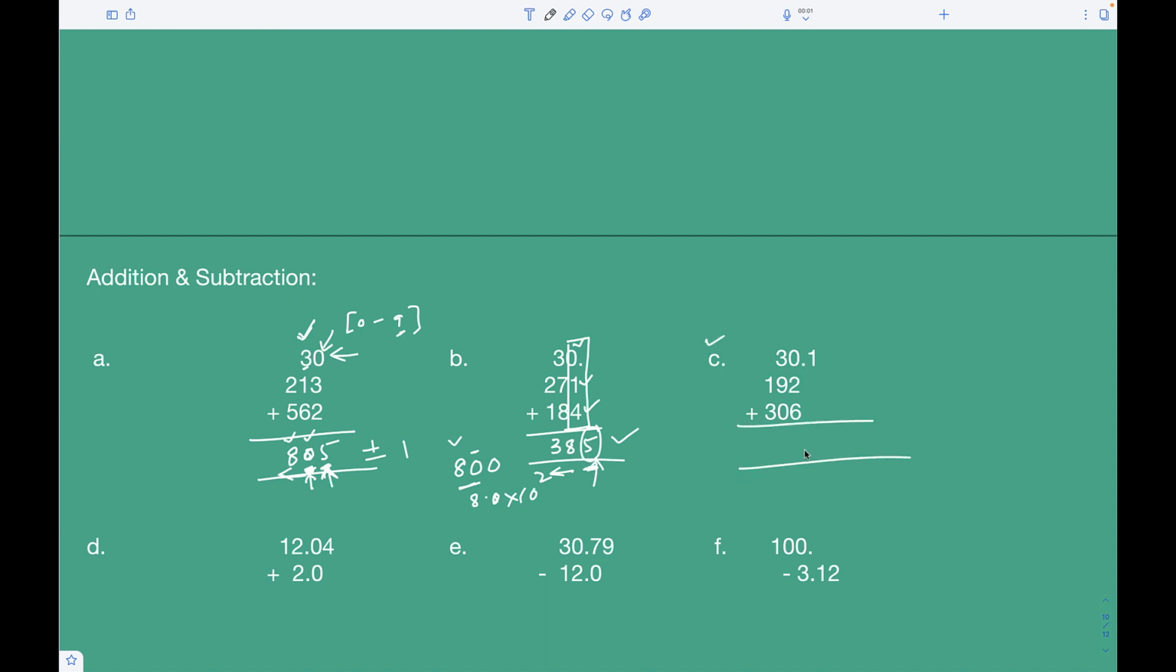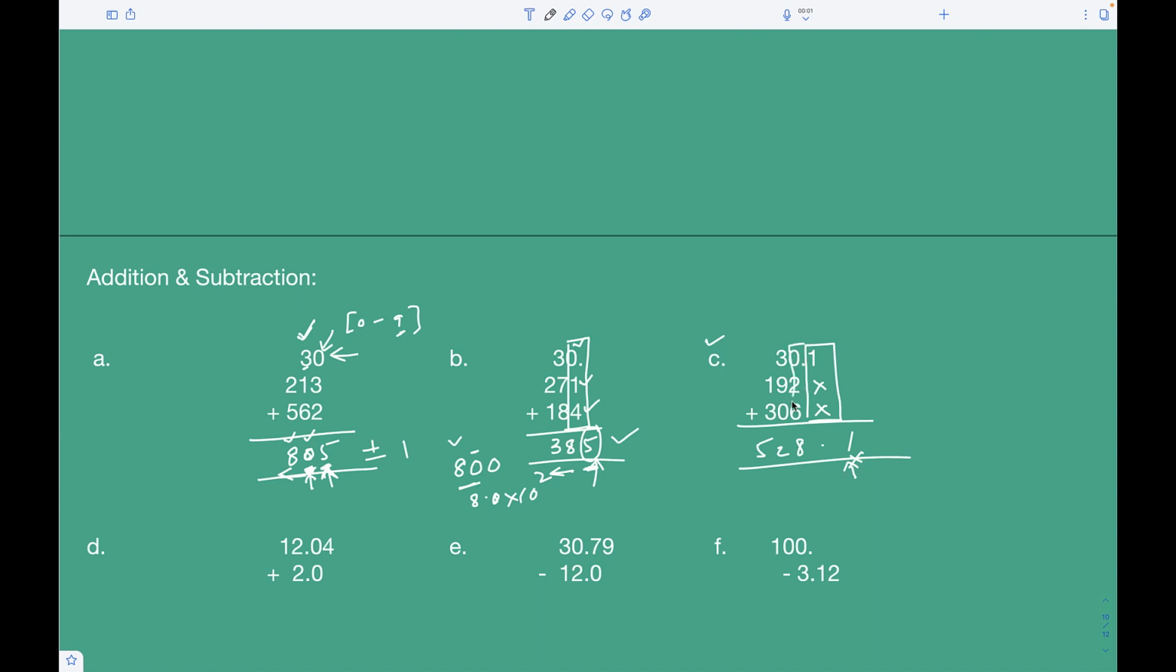What do you get when you add these three? 8, 2, 5. Is it 528.1? Now, do we have to round it? For that, you have to start with the rightmost column. In this column, these two terms do not have any values, so we cannot be sure about the value of this digit, so this is not a significant digit.